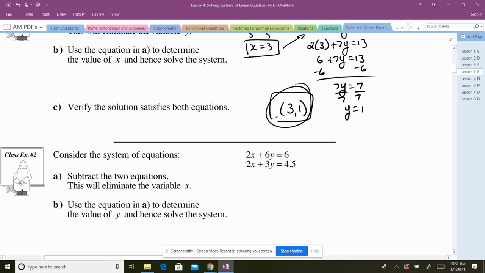So instead of adding, I'm going to subtract. Now, there's only one key with subtracting. When you're subtracting the whole equation, put it in brackets, and then as you go through, go 2x minus 2x is no x's. 6y minus 3y. 6 minus 4.5. 1.5.